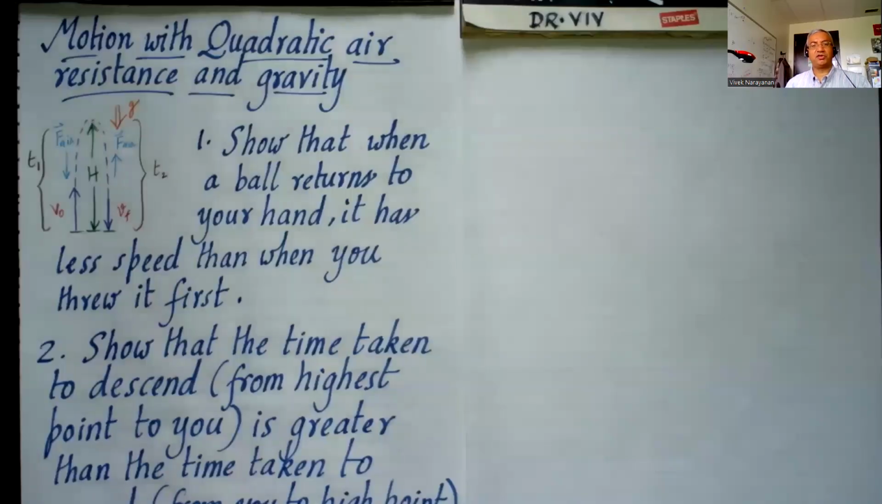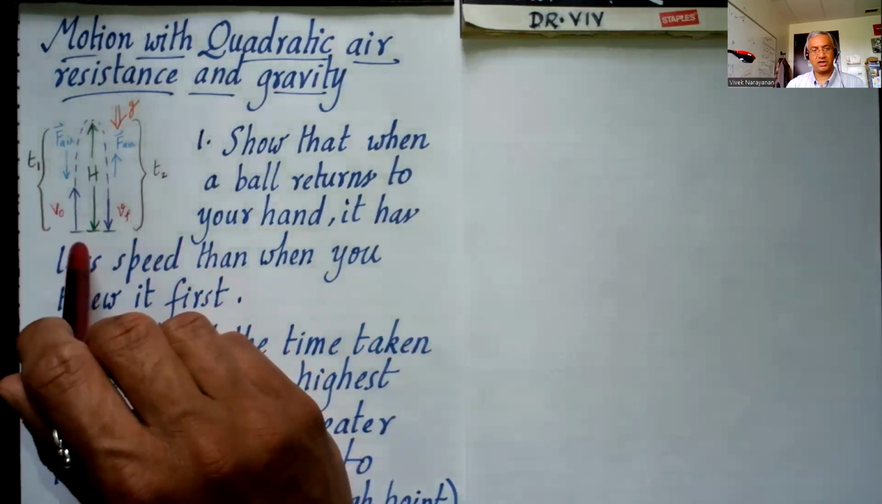Hello, everybody. This is Dr. Viv again. In this video, we shall solve explicitly motion with quadratic air resistance in the presence of gravity. And for simplicity, all the motion shall be in the vertical direction. I have indicated here schematically what's going on.